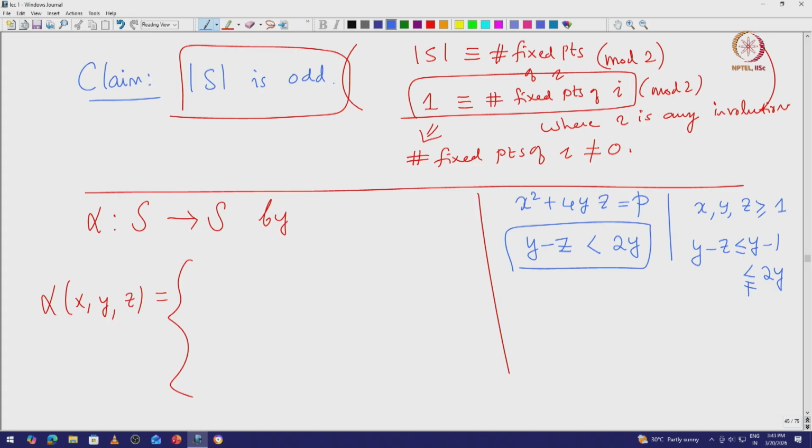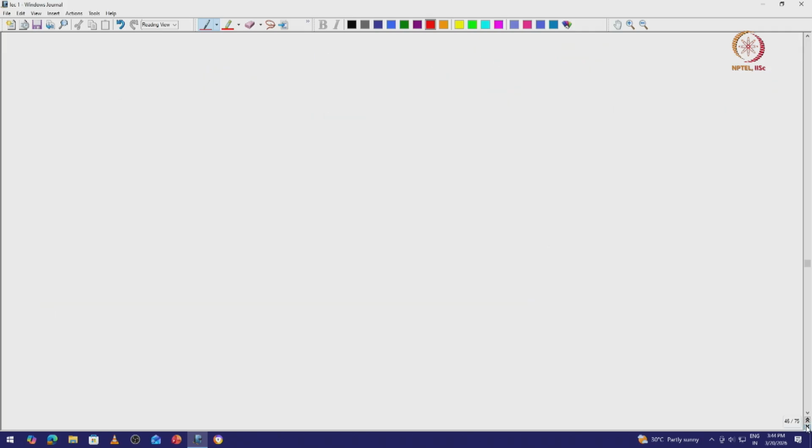Now, given x, what would happen? Okay, given x, we will have 3 possibilities. So, let us plot this. y minus z is somewhere here and 2y is somewhere here. So, given x, either x can lie here or x can lie here or x can lie here. Okay. So, these are all the 3 possibilities, and we can easily see x will never be equal to the boundary values. Okay. So, let us try to see.